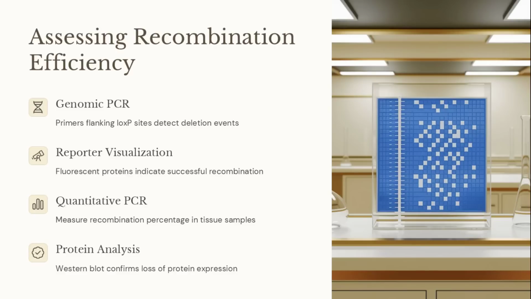To evaluate recombination efficiency, we utilize several methods. Genomic PCR helps detect deletion events by targeting primers flanking loxP sites. Reporter visualization uses fluorescent proteins to indicate successful recombination. Quantitative PCR measures recombination percentage in tissue samples, and protein analysis through Western blot confirms loss of protein expression.